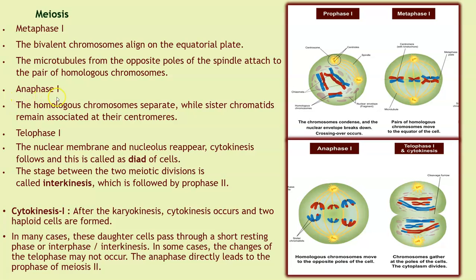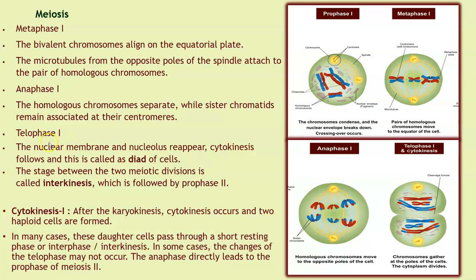Then we have the anaphase. The homologous chromosomes separate while sister chromatids remain associated at their centromeres. So here at the anaphase, again, you can see that the centromeres are held by the spindle fibers, and the chromatids are pulled apart, where the centromere is held by the spindle fibers and the two chromatids are loose.